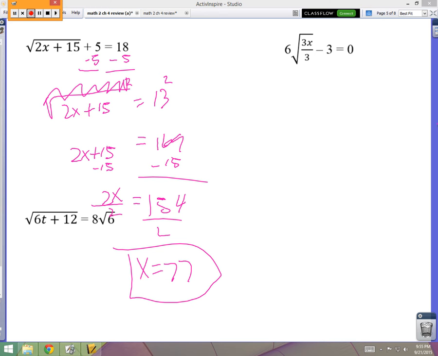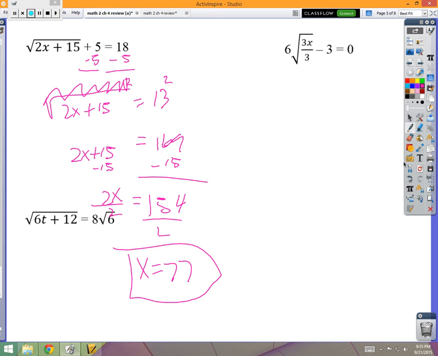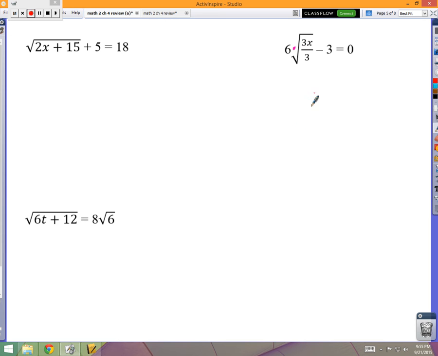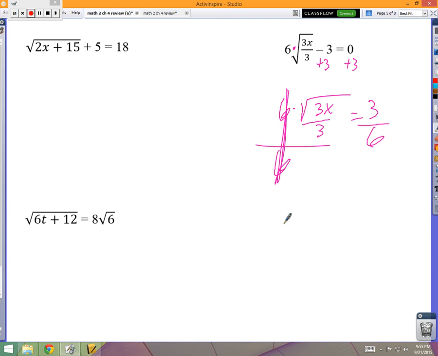The next one, first of all, we've got two things on the outside. We've got subtract 3 and we've got 6 times. So undo the plus or minus first. So I'm going to plus 3, plus 3. So you got 6 times the square root of 3x over 3 equals 3. Okay, now I got to undo the times 6. And how you undo times is divide. So divide by 6, divide by 6. 6 divided by 6 is 1. So we got the square root of 3x over 3 equals 3/6, which is 1/2.